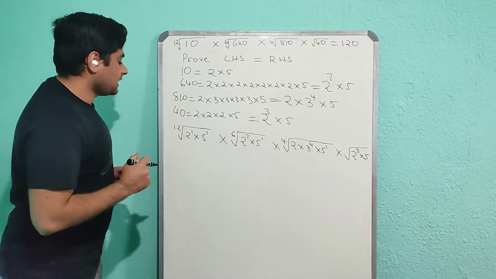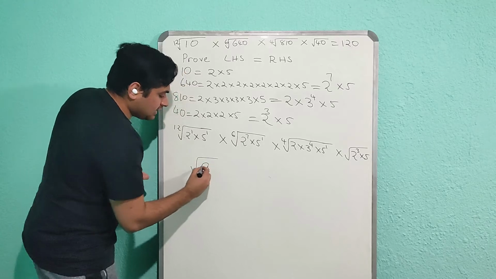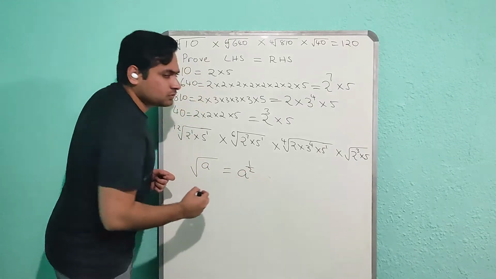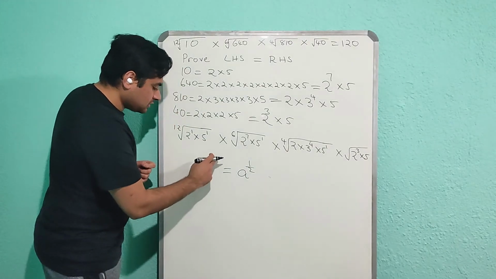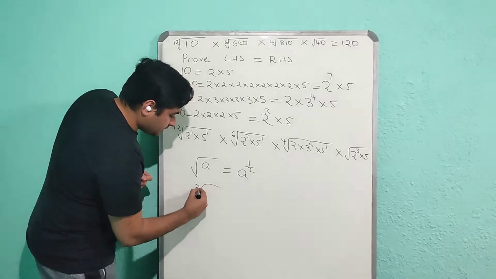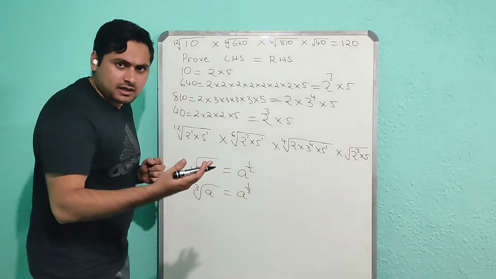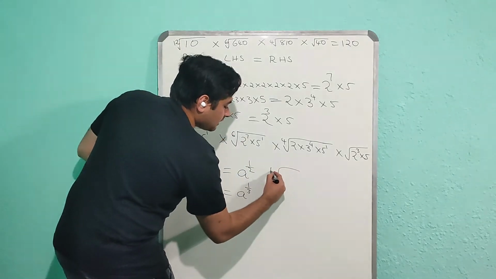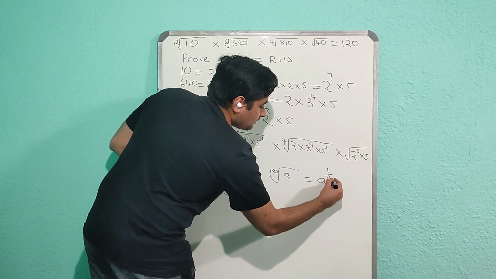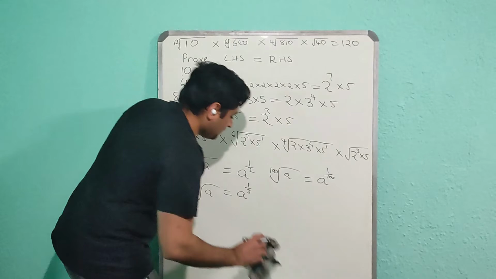Let me remind you, if you have a square root of a, this is the same as a to the power 1 over 2, right? Because this square root represents a half. If you have the third root of a, that is the same as a to the power 1 over 3. If you have the 100th root of a, this is the same as a to the power 1 over 100. You get the point, right? So let's write them in terms of this.